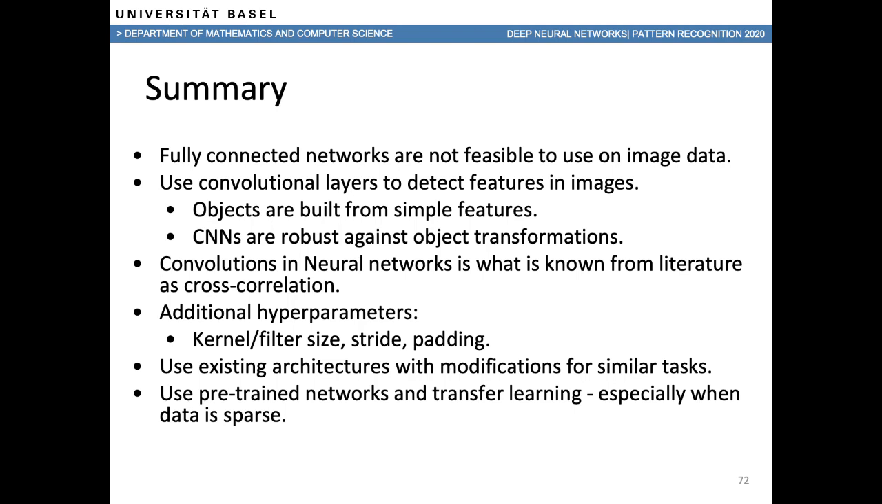Then on a side note, we should use existing architectures with modifications for similar tasks instead of coming up with our own new neural network architecture. And if possible, we should use pre-trained networks and transfer learning, especially when data is sparse.